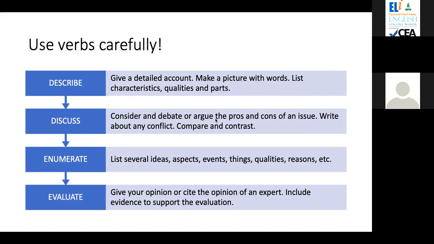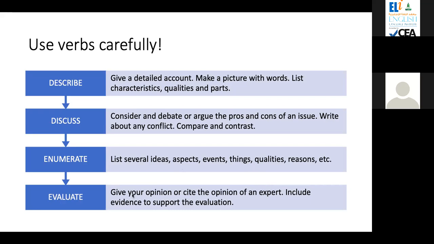Discuss: consider and debate or argue. Discuss is a very important word. But it generally is also misunderstood, because the broader meaning we take may be different than what we actually wanted students to write on. Consider and debate or argue the pros and cons of an issue. Write about any conflict. So again compare and contrast also comes in discuss. Enumerate is to list several ideas, aspects, events, things, qualities, reasons, etc.